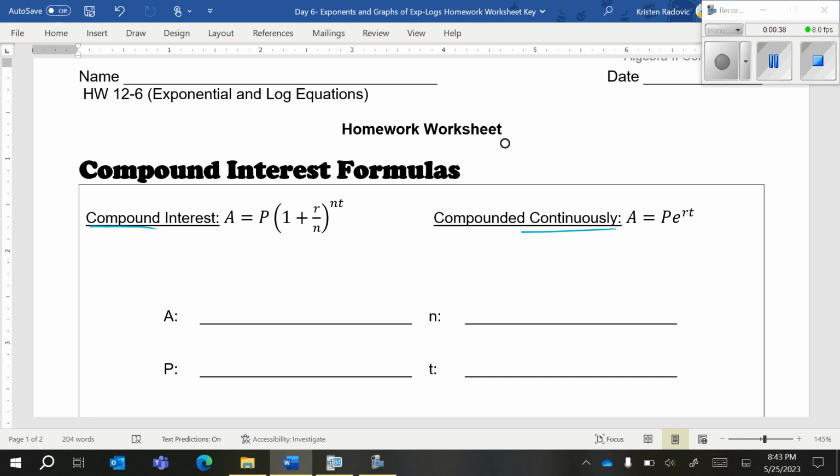Now, in both formulas, A is your future amount. So if you want to eventually have $10,000, that would be A. P is called your principal amount. It is also your initial. Let's say you started by investing $1,000.